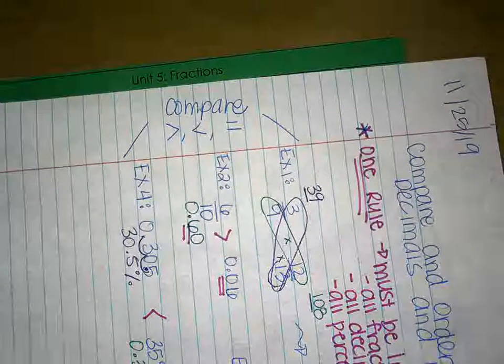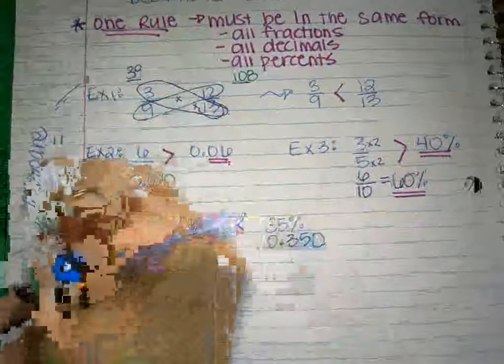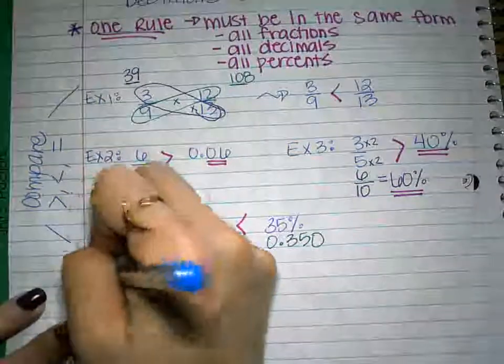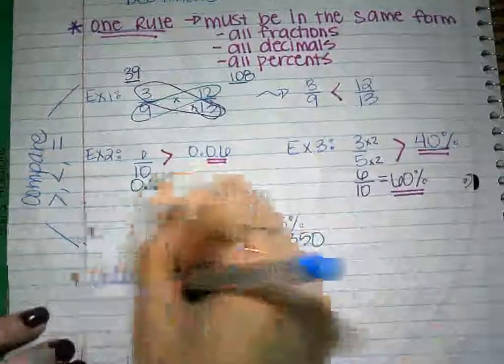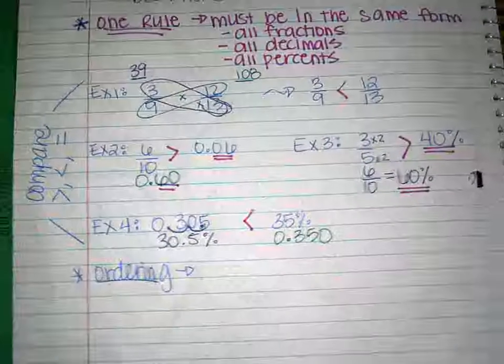We also have to be able to order. So order the numbers in order from least to greatest or greatest to least. So that's what we're going to do now. We're going to talk about how we order them. So, ordering.